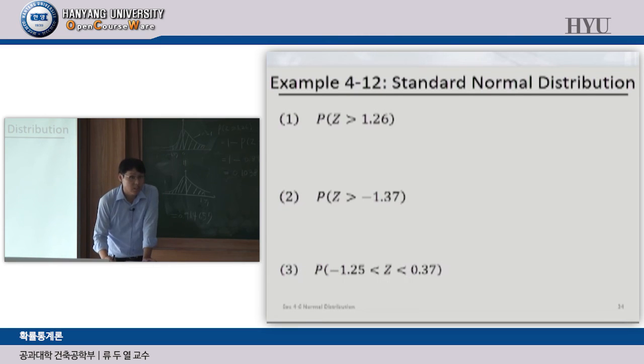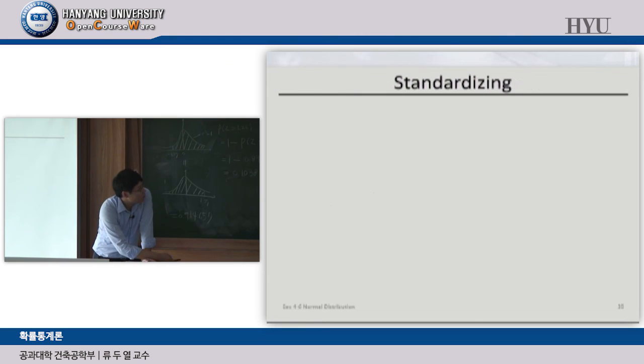And this is the end of today's class. I'm going to explain standardizing in the next class, and I'm going to solve some problems from your first assignment and second assignment, okay? So the scope of the midterm exam is from chapter 1 to the normal distribution in chapter 4, okay?